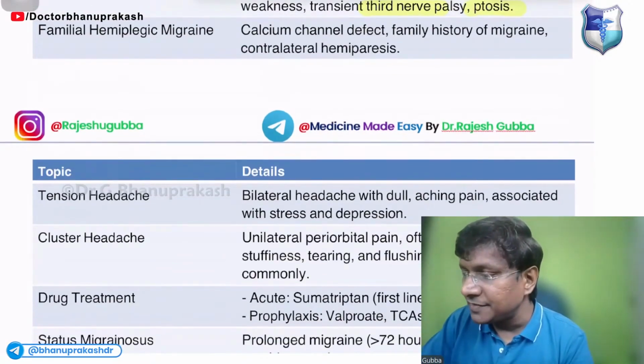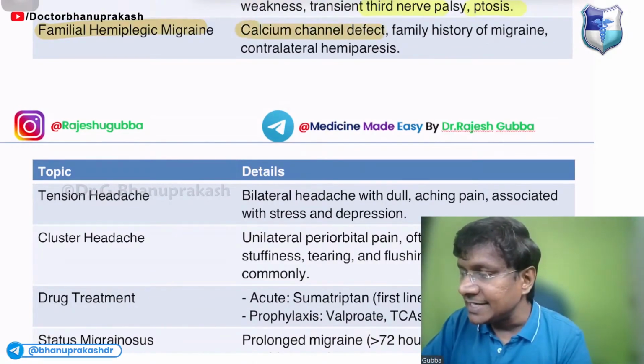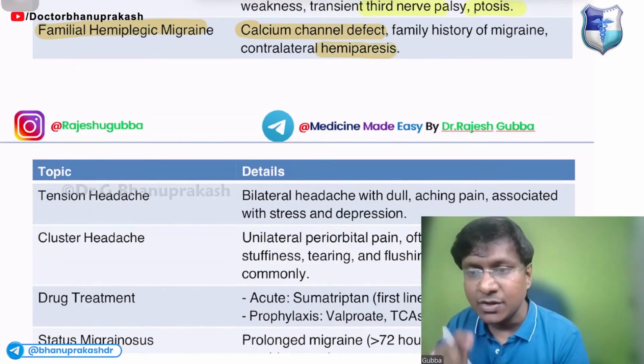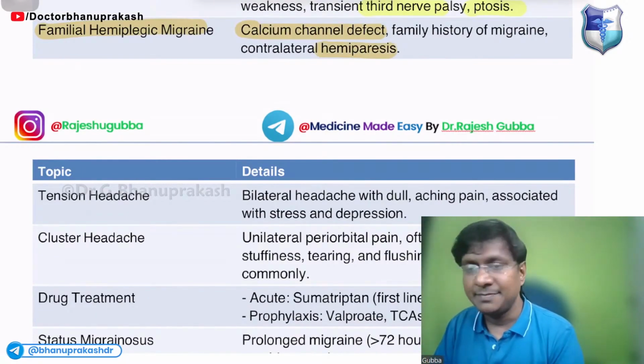And another important form of migraine will be familial hemiplegic migraine, where the individual will have the calcium channel defect. Along with migraine, these patients will also have the contralateral hemiparesis. That will be the familial hemiplegic migraine.